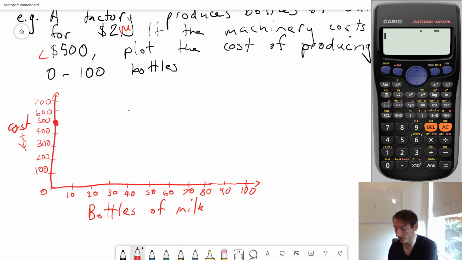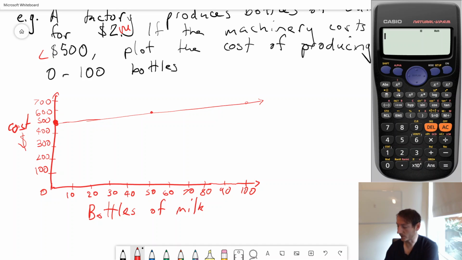So it's going to go up to the 600 at 50. And then it's going to go up another 100 by the end of the graph at 100. And draw your line through there, obviously using a ruler to line it up nicely. But it's going to look something like that. And that is the cost of producing anywhere between 0 and 100 bottles of milk shown on a graph.